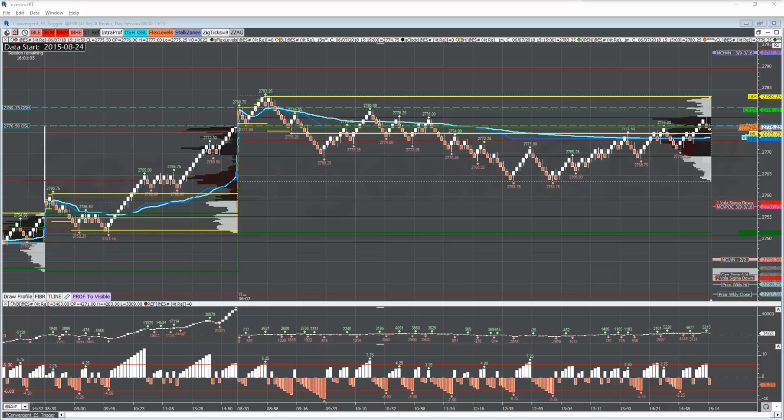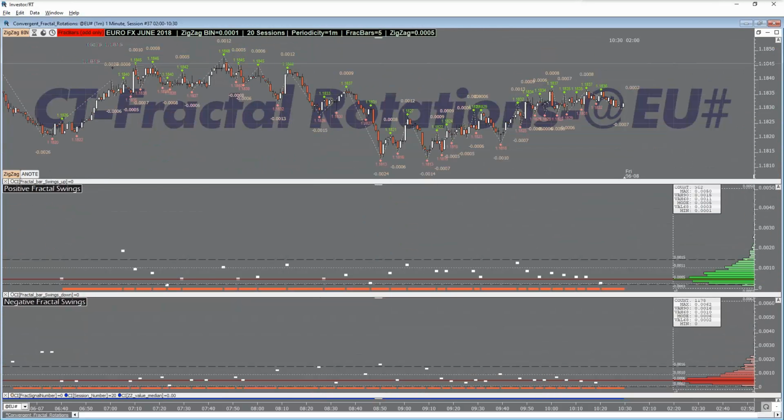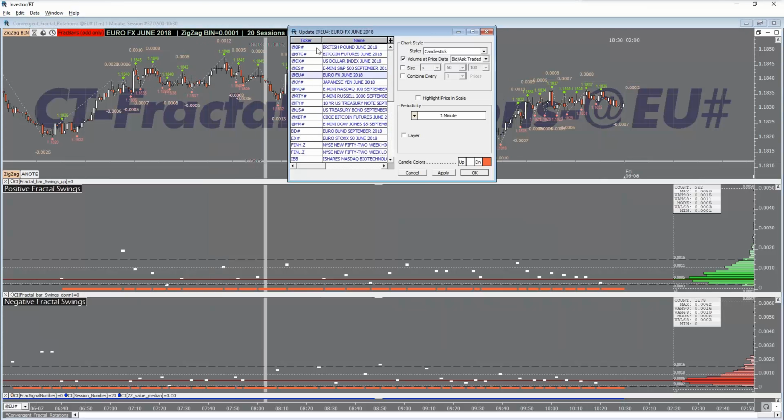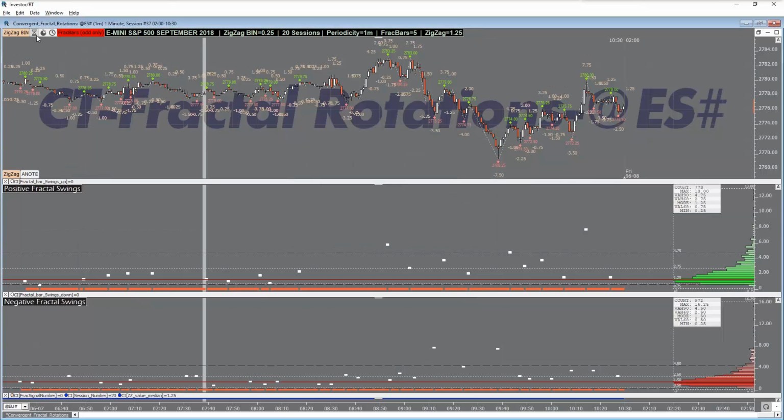I don't know what to tell you about that, because I just use a chart. You know, I just have a chart in IRT. If I want to know the harmonic rotation for the ES, I switch the instrument to the ES right there. And if I want it on a 1 minute bar, I use that 1 minute bar. I tell it, okay, the bin value or the tick value of the ES is 0.25 per point. And I tell it how far back I want it to go. 20 days.